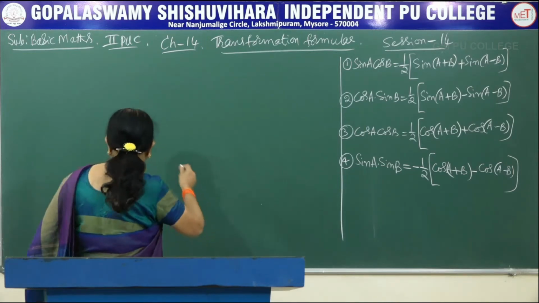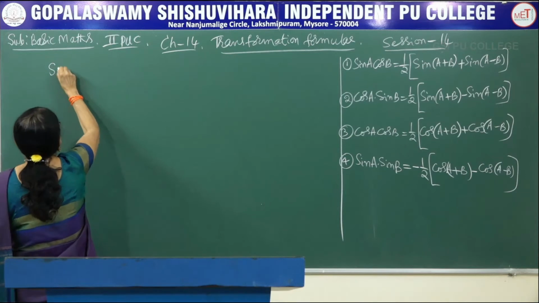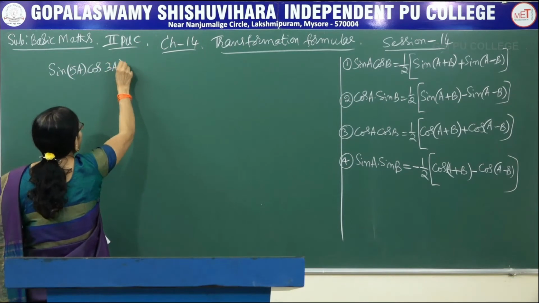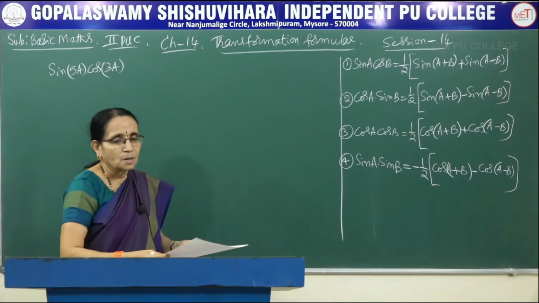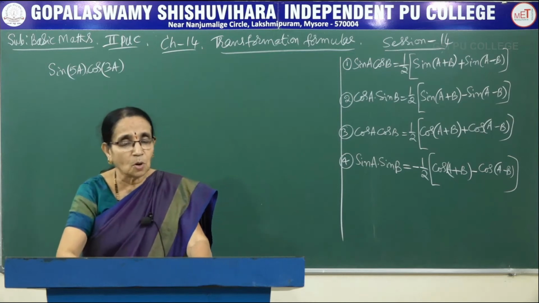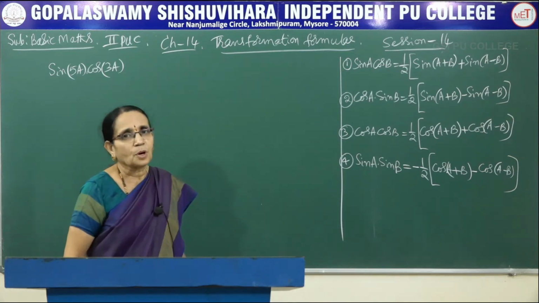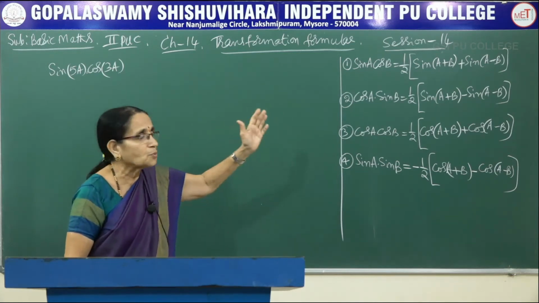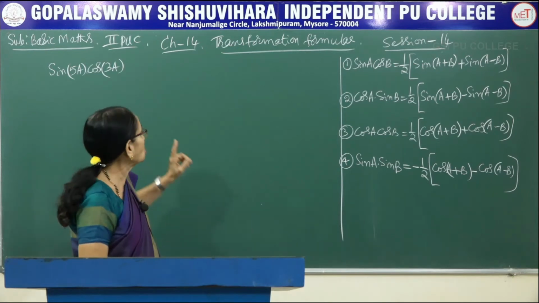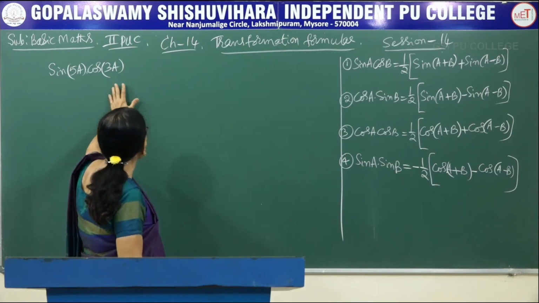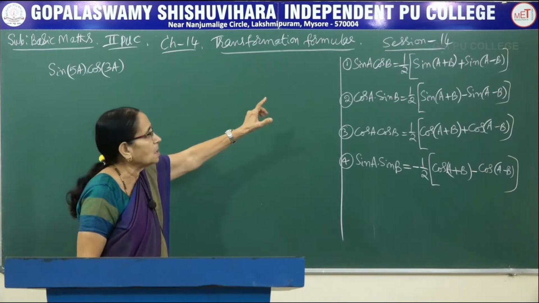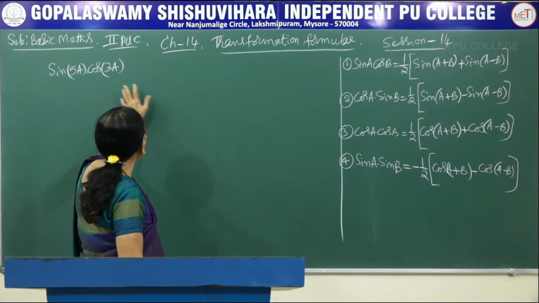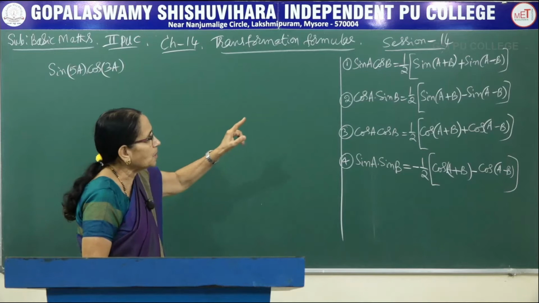The first problem is sin of 5a into cos of 3a. See, I told you in the previous session that you have to be familiar, you have to learn by heart all the formulae. Each time we cannot go on going to the back pages and look at that one. So, all these formulae have to be learned by heart. Now, look at this one, sin 5a into cos of 3a. It resembles the first formula, sin a into cos b. In the place of a, I am having 5a. In the place of b, I am having 3a. So, I can apply the first one.